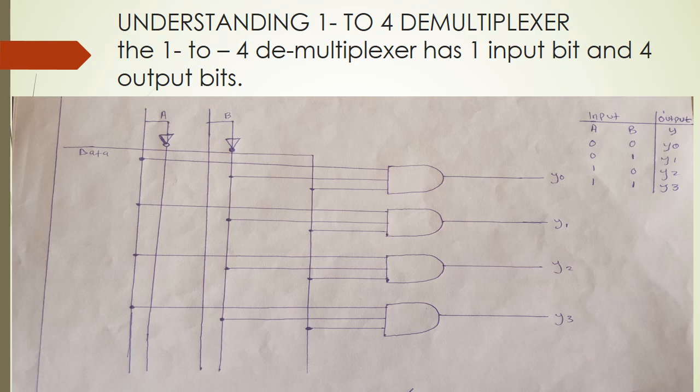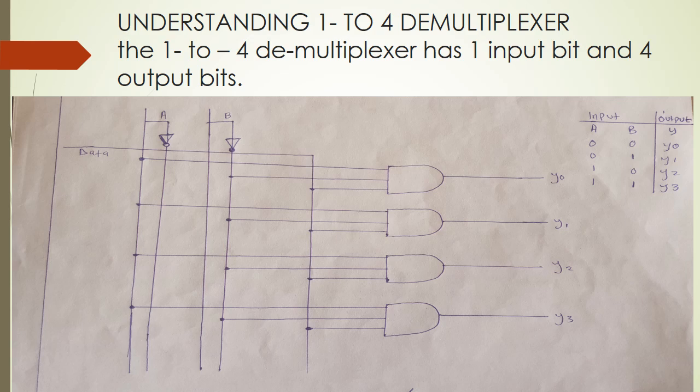Let's take a look at this. Understanding the 1 to 4 demultiplexer, as we said earlier, the demultiplexer has one input line and multiple output lines. So the input line is represented by D, which is the data. Here are our control lines, known as A and B. Those are the control lines that control the operation of the demultiplexer. We are the ones that connect the input and output terminals.